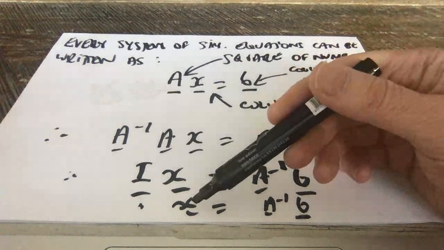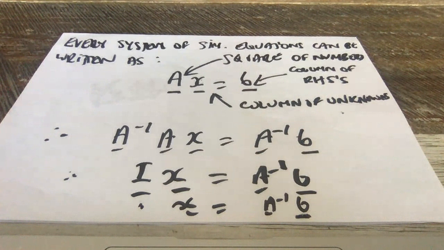So solving simultaneous equations is equivalent to finding inverses of matrices. Duh. That's not obvious, but that is true.